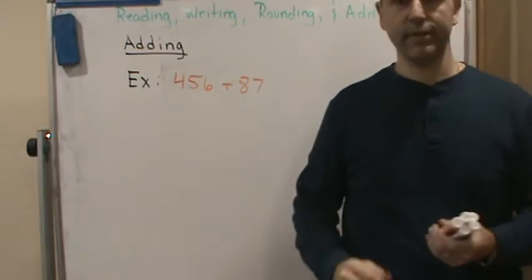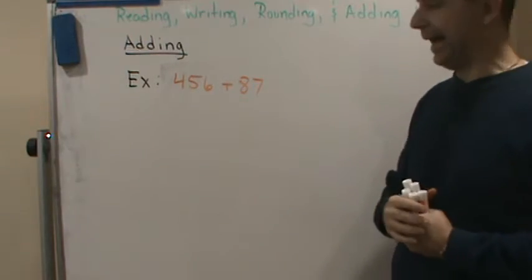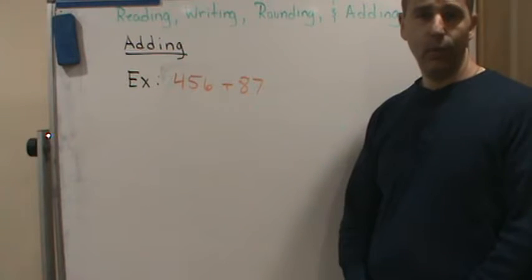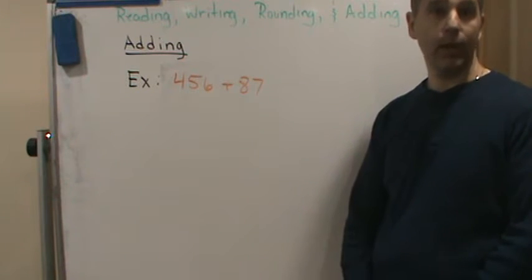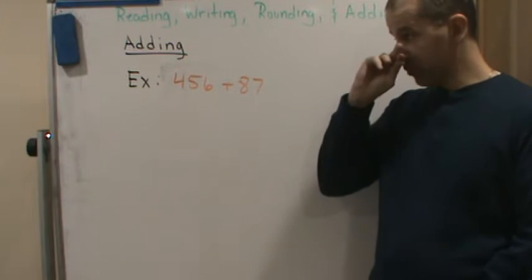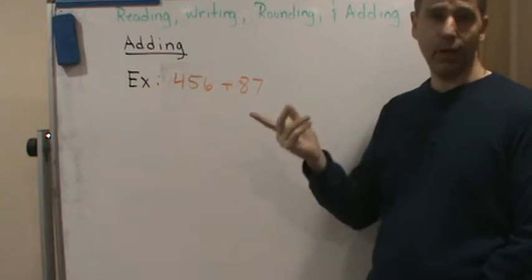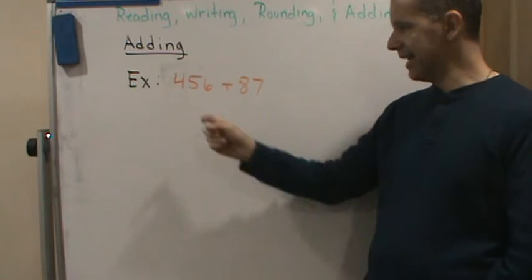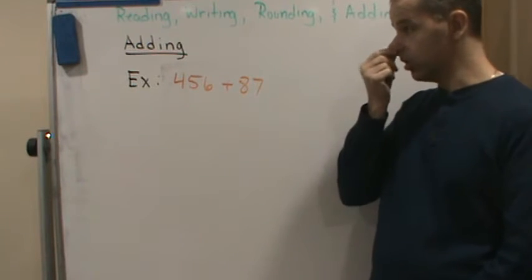Okay, so let's do another example, and I'm going to show you both ways of adding these numbers. Again, one way I prefer over the other way, but you could do it either way, you'll get the same answer. But the first thing we're going to do is round these numbers. So we're going to estimate what the answer should be close to.